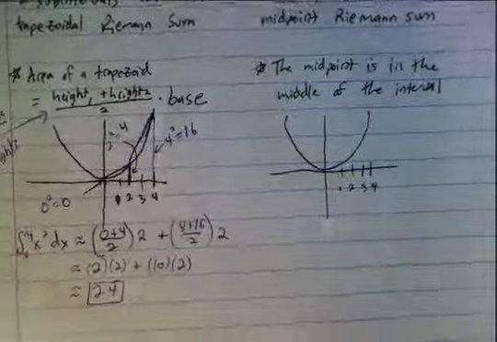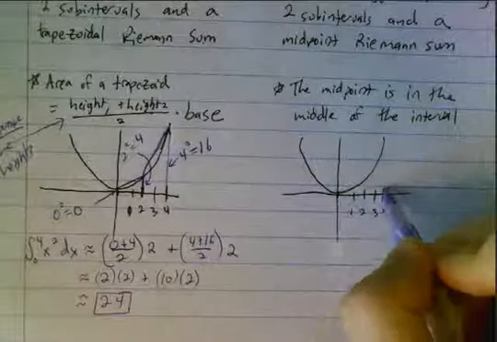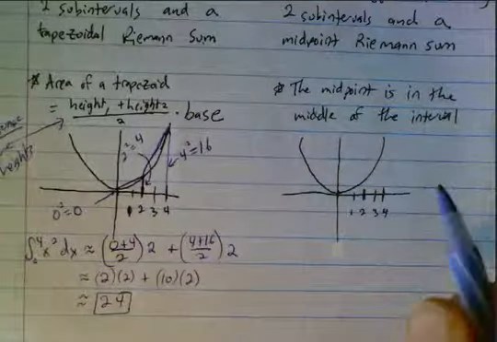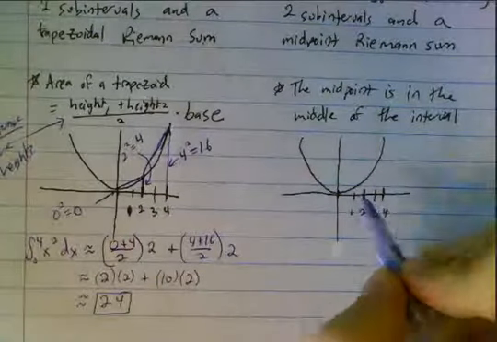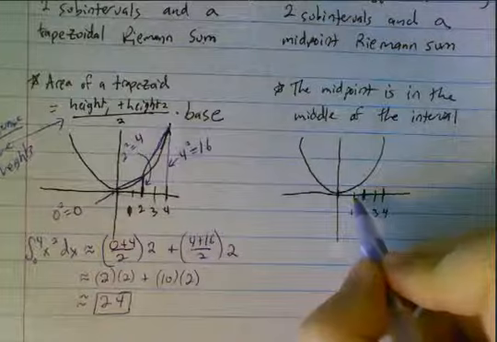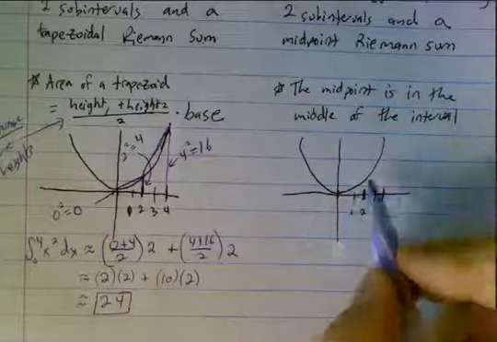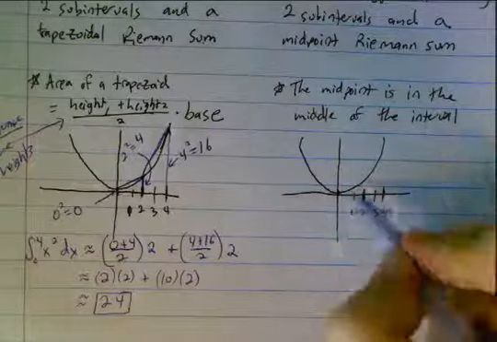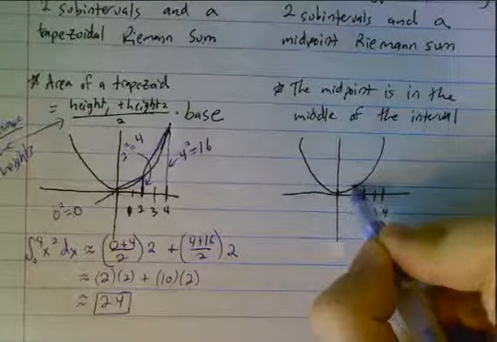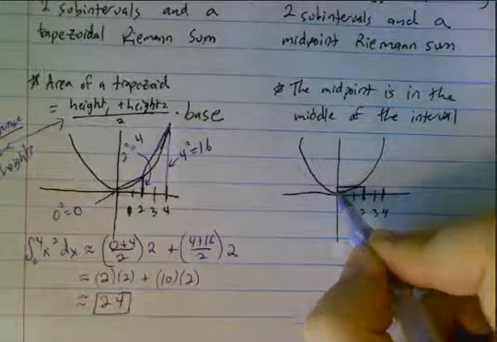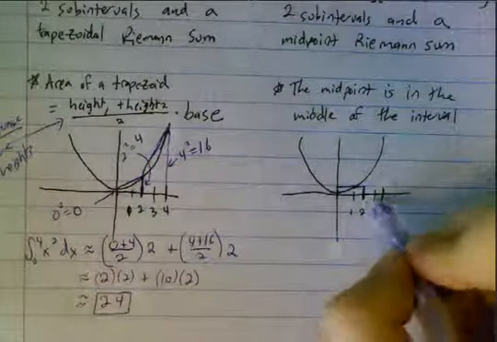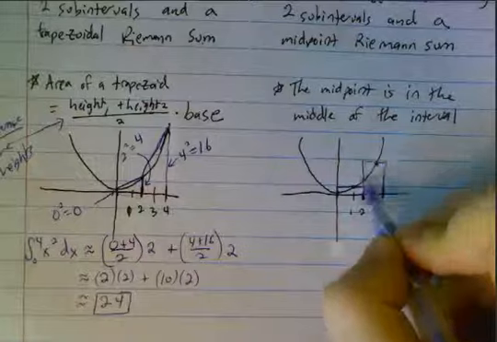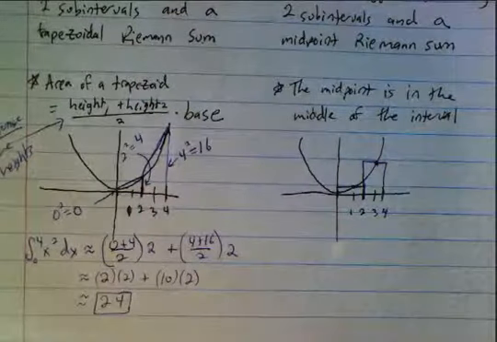With a midpoint, I'm starting at 0, I'm ending at 4. And if I divide it into two pieces, it's right there. The midpoint means that the height of the rectangle is just equal to the y value, or the f of x value, of the x value that's in the middle of the interval. So between 0 and 2, the middle is 1. So that's how high the height is going to be. Between 2 and 4, the middle x value is 3. So that's how high it's going to be.